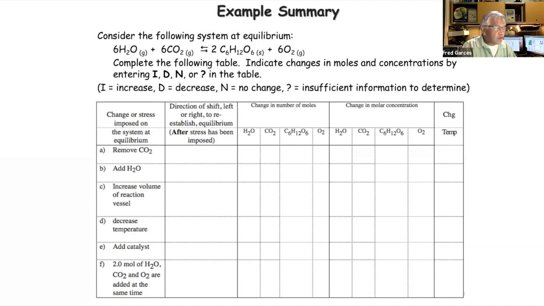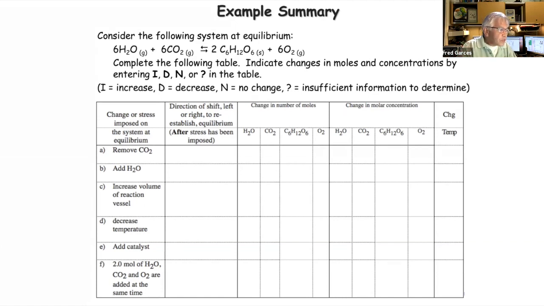Then take a note of the phases of these chemicals, which side has more moles of gas, which side has the least number of gas. Pay attention to the phases. And this is the typical question that I will have. These are the stress, remove carbon dioxide, which direction will the reaction shift to? Will it go to the left, will it go to the right?